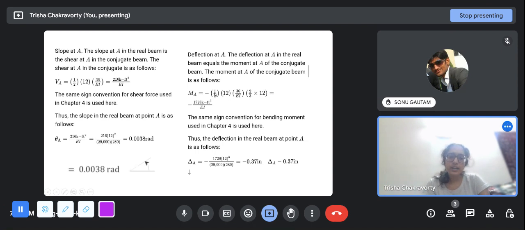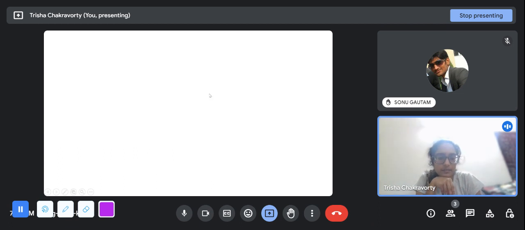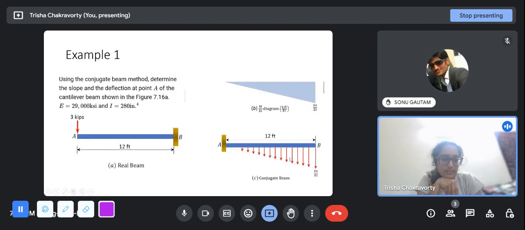That is what 8 is like, 2 by 3 into 12, because it's 2 by 3 from the tip of the triangle and one third from the base of the triangle. And this is negative because, when we are coming from the right side, we know anti-clockwise moment is positive. Like this, the sign convention.